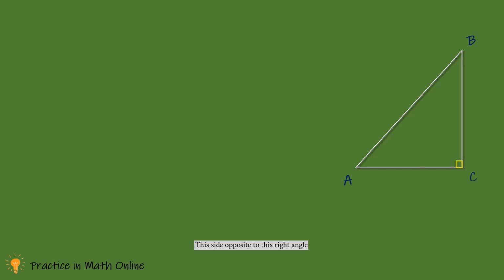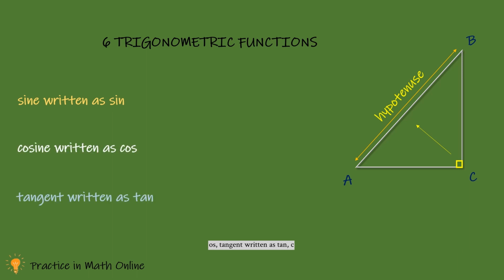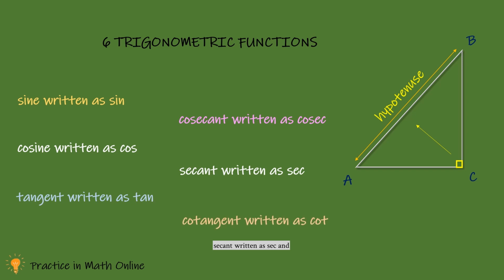The side opposite to this right angle is the longest side of the triangle, and that is called the hypotenuse. Now we have 6 trigonometric functions, and they are sine, written as sin, cosine, written as cos, tangent, written as tan, cosecant, written as cosec, secant, written as sec, and cotangent, written as cot.